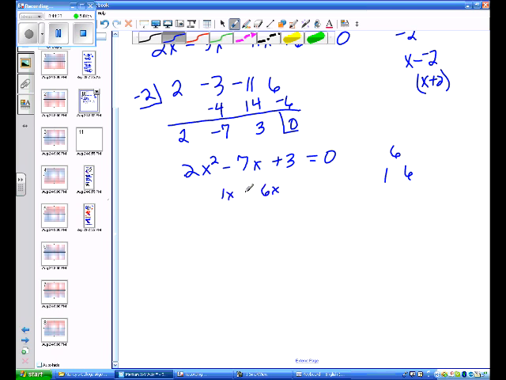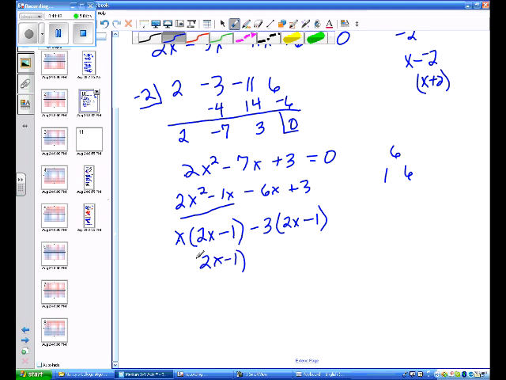I know my signs are the same. They're both negative. Then I write down my first term. I write down my last term. And I factor by grouping. In this first group, I have a common factor of x. X times 2x, x times negative 1. Minus a common factor of 3. Negative 3 times 2x, negative 3 times negative 1. I have my common factor of 2x minus 1, x minus 3.